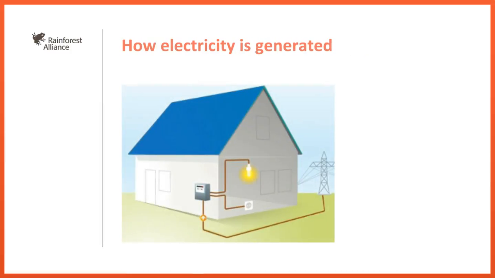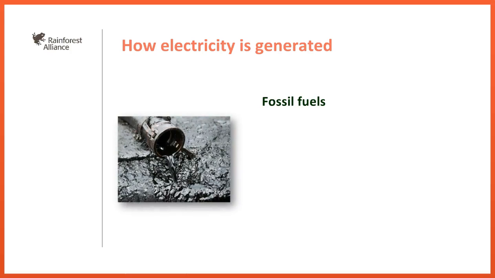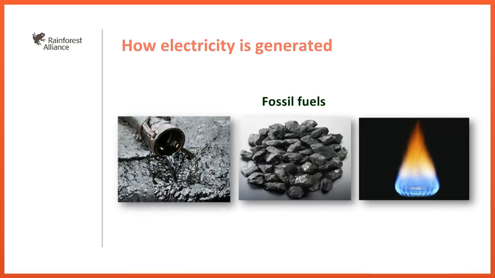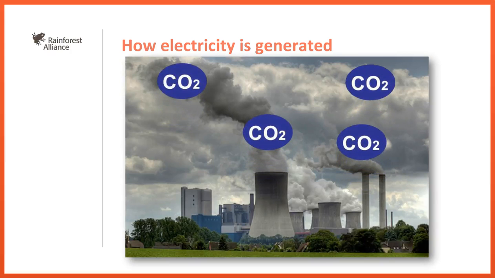We use electricity in many parts of our lives. How is the electricity generated? Currently, the most common method of energy generation is combustion of fossil fuels. Fossil fuels are energy sources that can be found underground, and the top three fossil fuels are petroleum, coal, and natural gas. Electricity is most commonly generated by burning these fossil fuels, which emits a significant amount of carbon dioxide into the air.